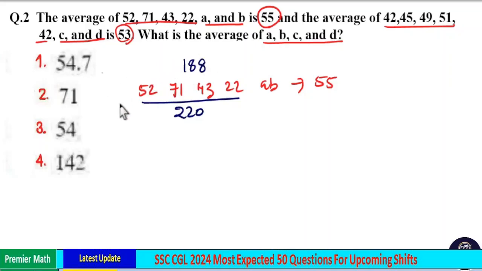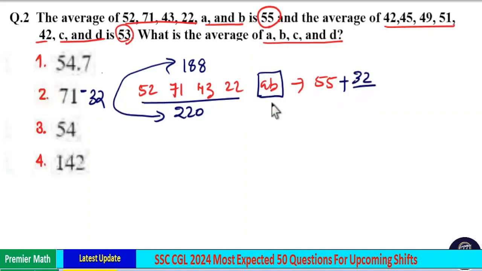Now difference between these two. Difference between 220 and 188 is equal to 32. That is, real sum is 32 less than the sum based on the average. So this 32 we should equally distribute to the remaining 2 numbers in order to balance the average of 6 numbers as 55. So average of the 2 numbers AB is equal to 55 plus 32 equally distributed to these 2 numbers.